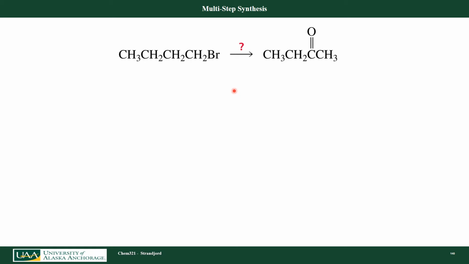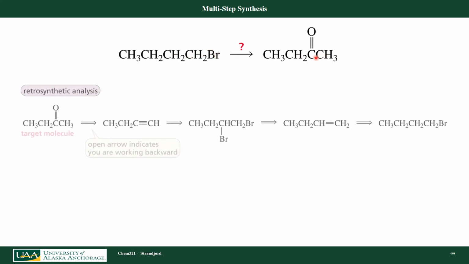How about this chemical reaction? I notice here I have 1, 2, 3, 4 carbons. I have 1, 2, 3, 4 carbons, so I don't have to add any carbons. I've gone from a primary alkyl halide to a ketone. And so these 2 carbons here, I need to do some chemical reaction to these 2 carbons to move the functional group from the N carbon over to the second carbon. And again, alkenes would be a good way to do that.